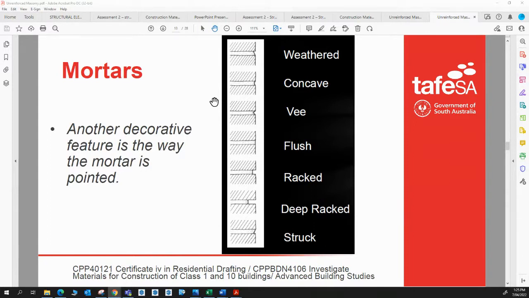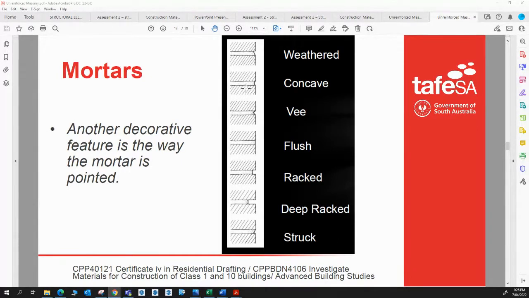But also with your mortar, it's not just about the color variation and matching your colors well to your brickwork. It's also about matching the aesthetic of the mortar, or the way it's finished or pointed, to what you're trying to achieve as well. And there are a whole host of ways in which brickwork can be pointed. So pointing relates to the finishing of mortar, and this happens after the bricks are laid.